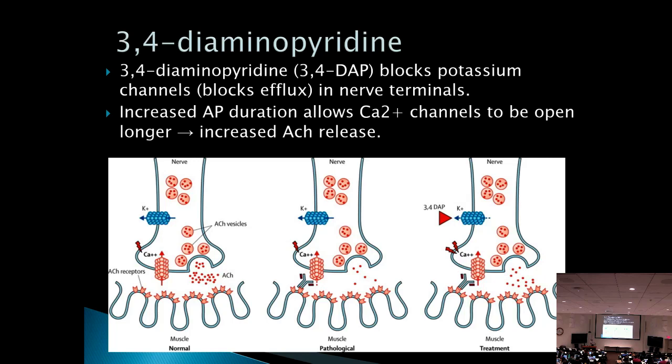channel. You get a little more calcium into the presynaptic terminal, and so here we see more release of acetylcholine, not normal, but more than in the pathologic state. So 3,4-diaminopyridine can help with the symptoms of weakness in Lambert-Eaton.